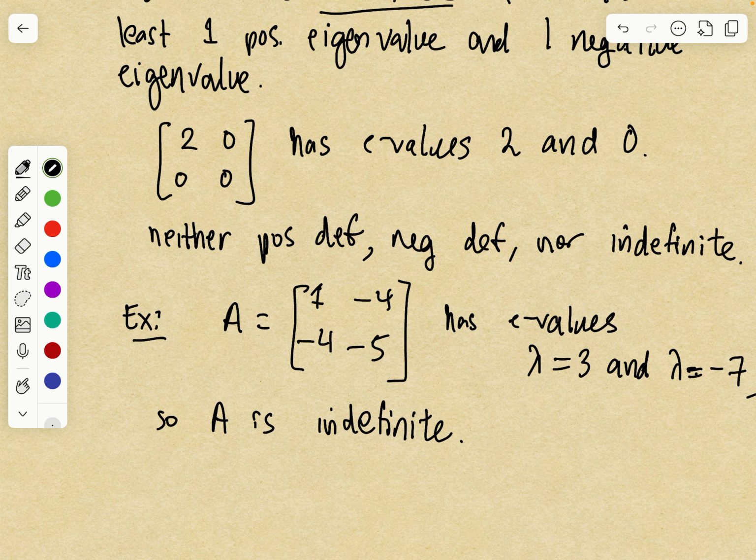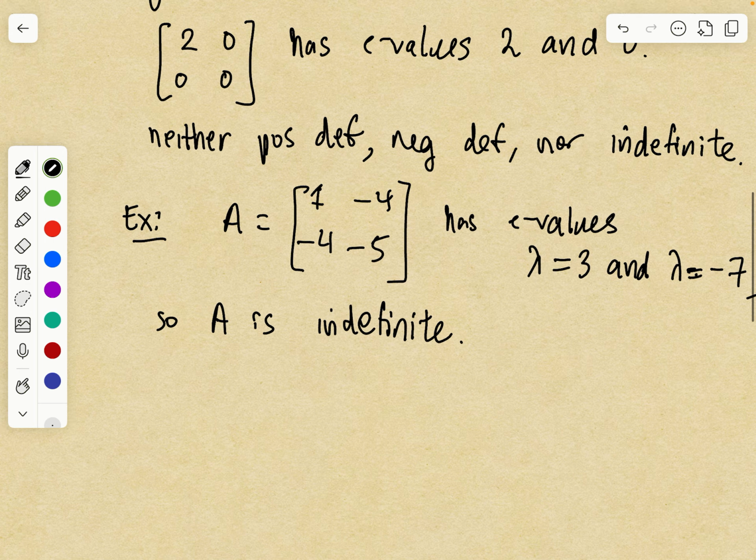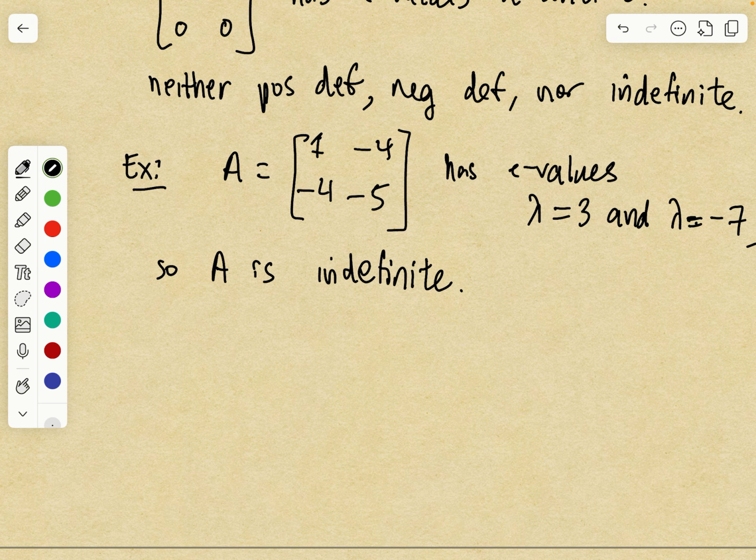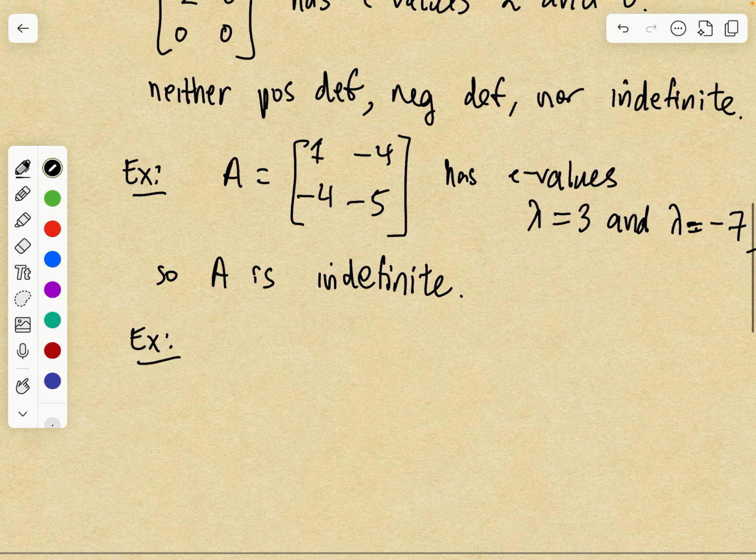Now, just because a matrix has positive entries, it might not be positive definite. A matrix with all positive entries is called a positive matrix, but what we're talking about is positive definite matrices. Those are different. So let's see, if we take the matrix A, which is like this, this has all positive entries.